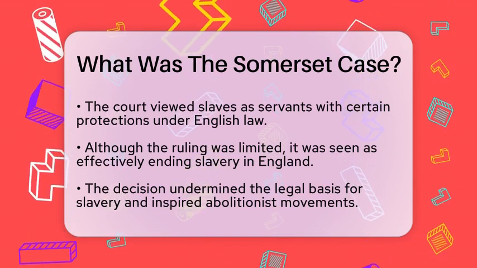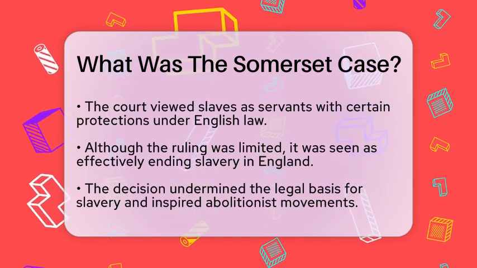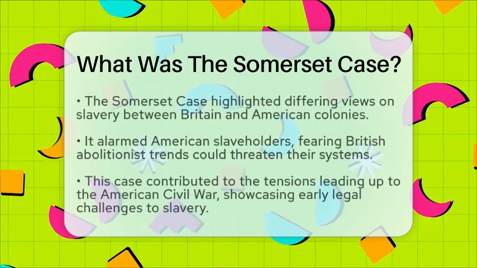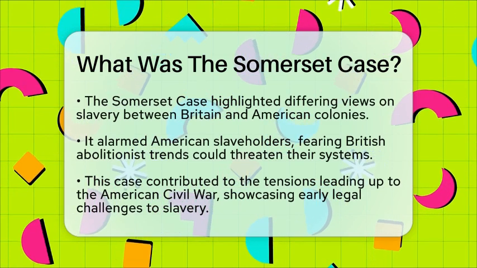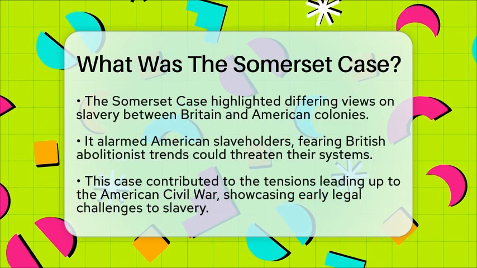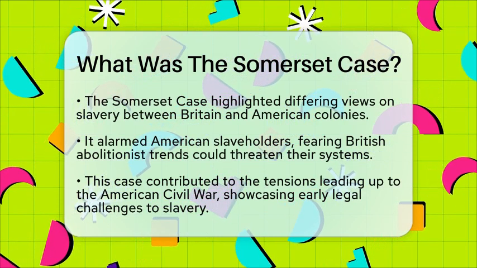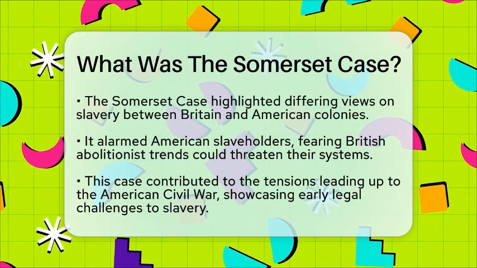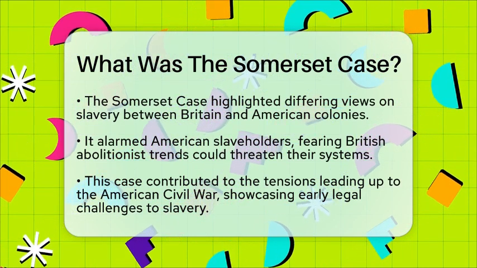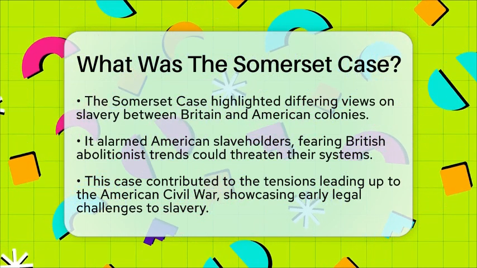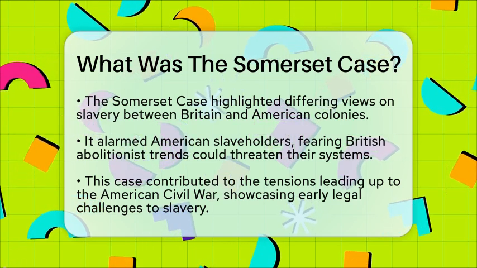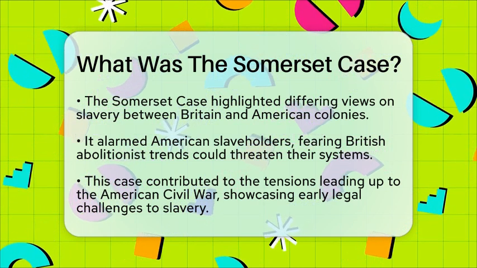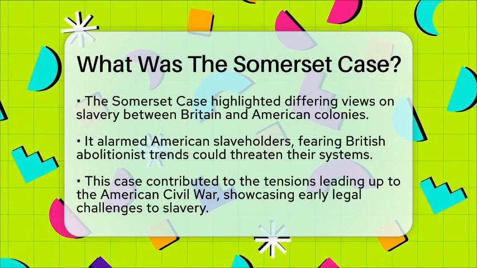From the perspective of the American Civil War and its political causes, the Somerset Case is significant. It highlighted the differing legal and moral views on slavery between Britain and the American colonies, particularly in the southern states. The ruling alarmed many American slaveholders, who feared that British abolitionist tendencies could threaten their economic and social systems based on slavery. This tension over the institution of slavery was part of the broader context that fueled sectional divisions leading up to the Civil War.